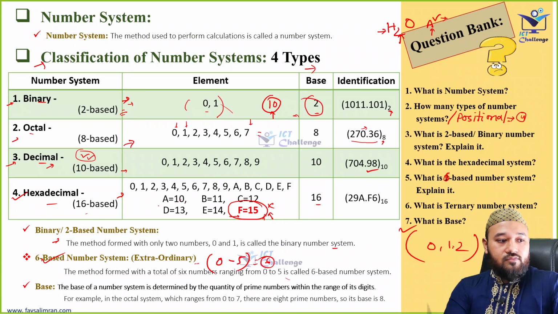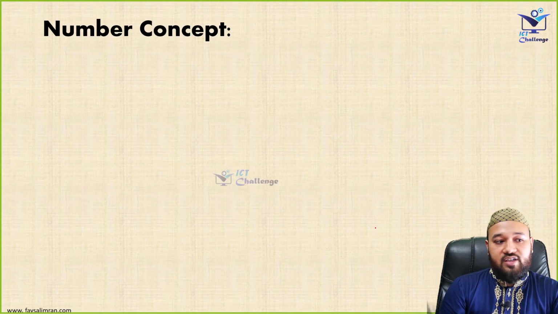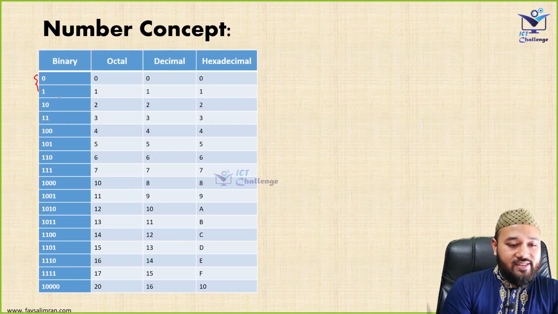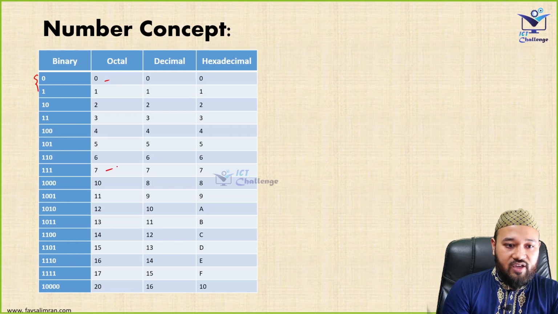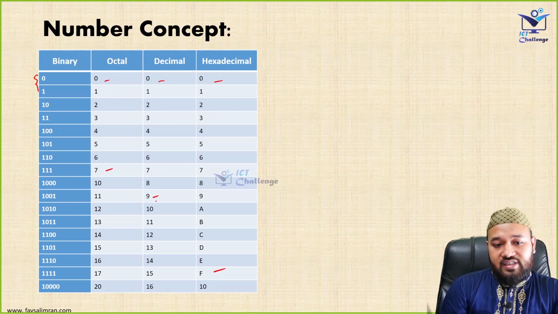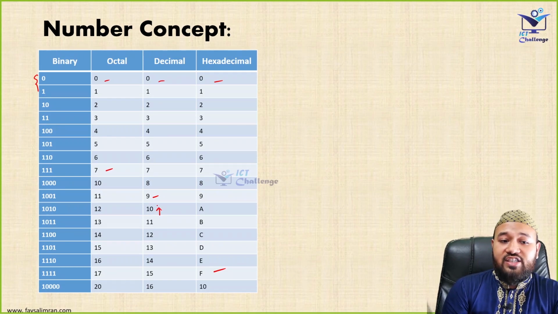Okay, we'll go forward. The number system concept is a very important thing in this class. If we look at this, binary has 0 to 1, octal has 0 to 7, decimal has 0 to 9, hexadecimal has 0 to F. If I ask you what we write after 9, we write 10. 10 is a regenerated number. 0 and 1 generate this 10.